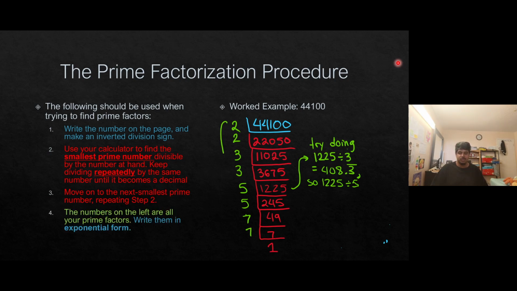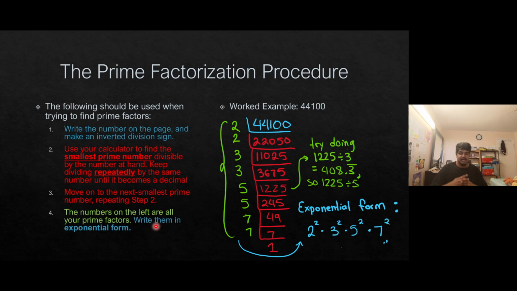Now, all of these numbers on the left-hand side in the bracket there, they are all what we call our prime factors. And now the last step is to write this in what we call exponential form. So what is this exponential form? Basically, it's where you write this in terms of how many of each thing there are. So as you can see, there's 2 2's right here. So we write 2 squared.